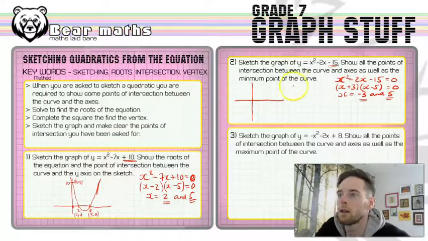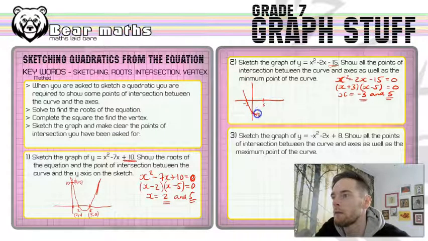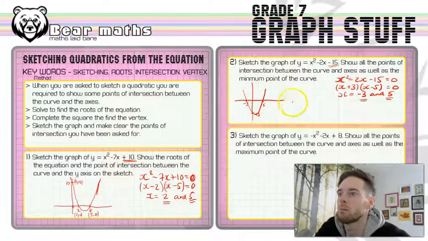Alright, and then I'll complete the square here and find that bit as well. So let's mark on there minus 15 to start with. That could be minus 15. Let's have minus 3 there and 5 there. Okay, so we're going to go through like that. There's our quadratic. So we just need to get that minimum point.